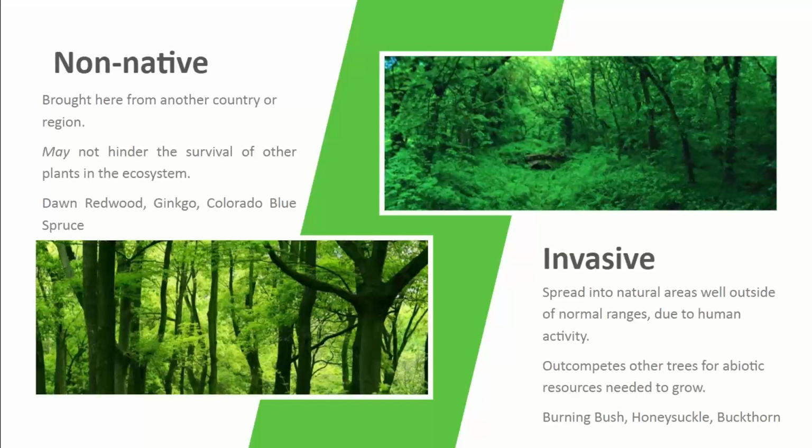Whereas something that's invasive is something that will spread naturally into our natural areas outside of our normal ranges, and it's due to human activity. The problem with invasive plants is that they outcompete our other plants for the resources that they need. So for instance, if you were to take a walk in the Bemis Woods right now or the Salt Creek Woods, you may see a bunch of low shrubs leafing out and turning green already. Most of that is honeysuckle.